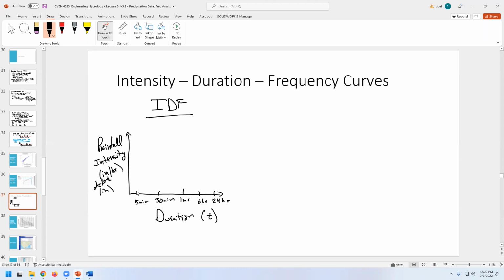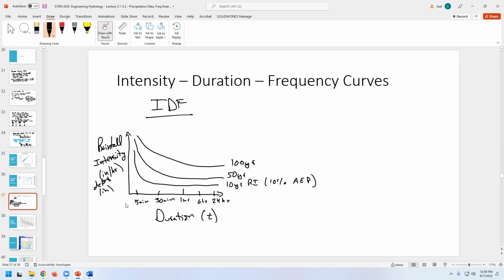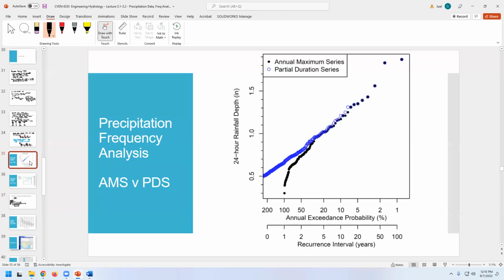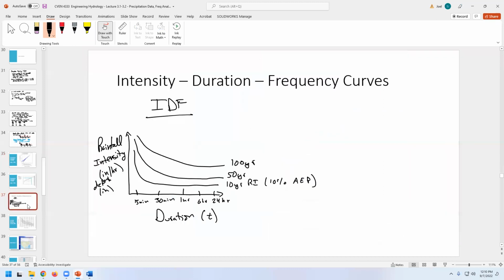And then lastly, we have our frequencies. And so these are the curves where we get our p-values, our recurrence interval. And so this could be our 10-year event, 10-year recurrence interval, or 10% AEP. This could be the 50-year, and this could be the 100-year. So it's the same data essentially from here, but now we're doing a bunch of different durations and different frequencies. We're putting them all together into one really informative figure.